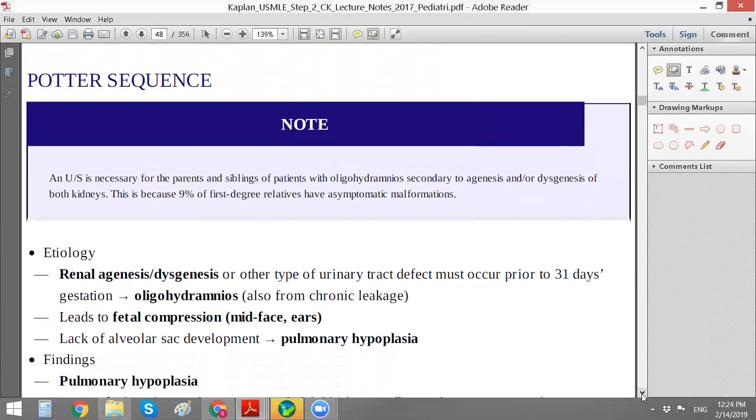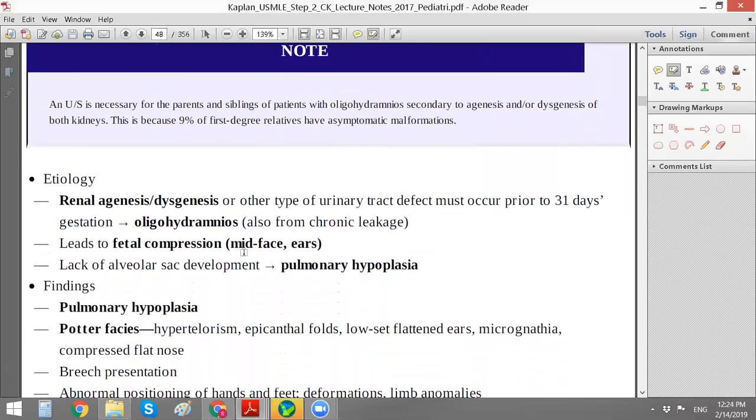Miscellaneous sequences: Potter sequence. Ultrasound is necessary for parents and siblings of patients with oligohydramnios secondary to agenesis or dysgenesis of both kidneys. This is because 9% of first degree relatives have asymptomatic malformations. That's why we need to do it in oligohydramnios: parents and siblings, the first degree. Etiology is renal agenesis or dysgenesis. Defect must occur prior to 31 days gestation.